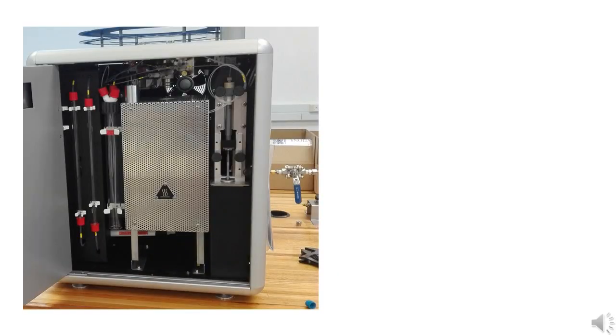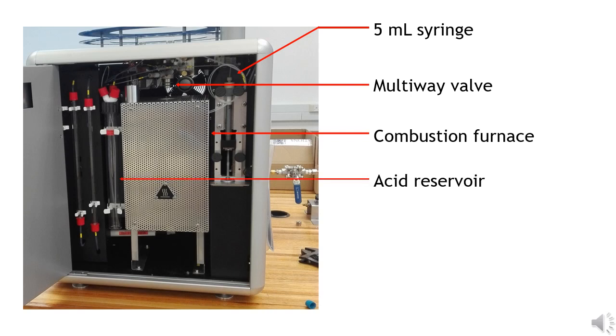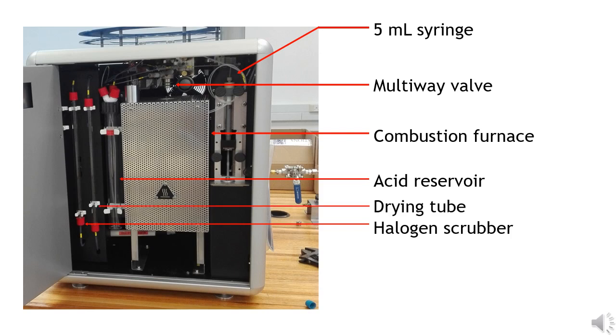This is the front view of the internal components in the Vario TOC cube. It contains a 5 ml syringe for dispensing of samples, a multi-way valve to transport samples into the combustion tube, a furnace that holds the combustion tube at a constant temperature of 850 degrees Celsius in liquid mode and 950 degrees Celsius in solid mode, an acid reservoir to hold 1% phosphoric acid, a halogen scrubber which is filled with brass wool to absorb halogens from the sample, and a drying tube which is filled with Aquatrap to absorb water vapors.